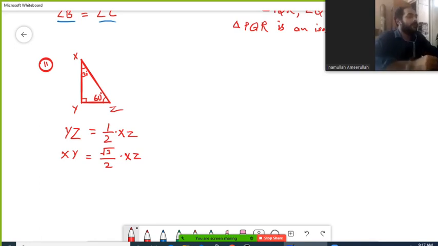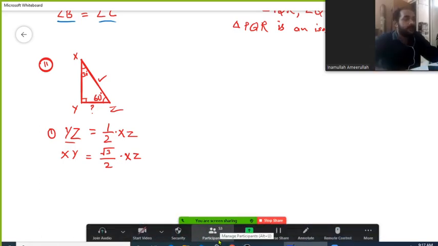Now come to this. This is first where we mention that the length of YZ. Length of YZ means I am talking about this side. Length of YZ is half of XZ. XZ is the hypotenuse. This is your XZ. So the question arises, why is YZ half of XZ? Because when you take this identity in your solution, you need to mention the reason. Why is YZ half of XZ? So that you will mention.